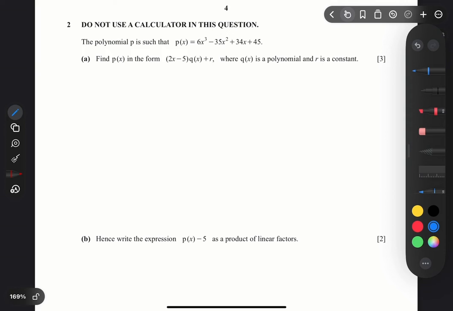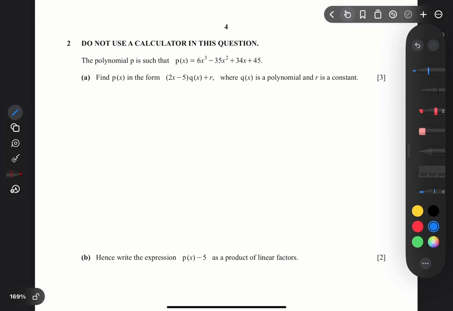Question 2. The polynomial p is such that this, and then find p(x) in a form where q(x) is a polynomial and r is a constant. So this question is about factor theorem, and if you look at this part of the question, r is actually referring to the remainder. So you can expect that there will be a remainder when you divide.